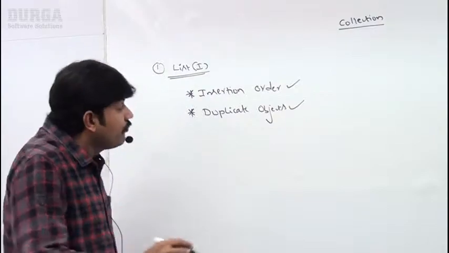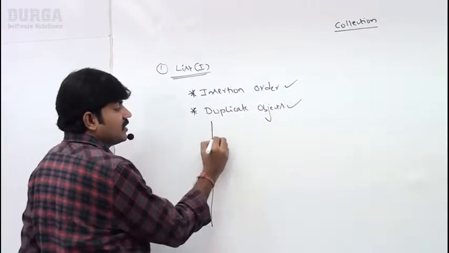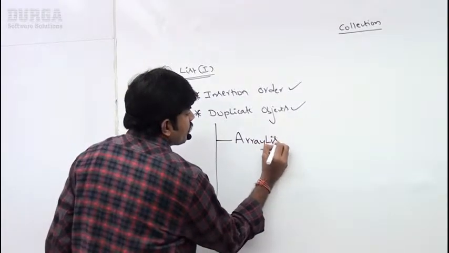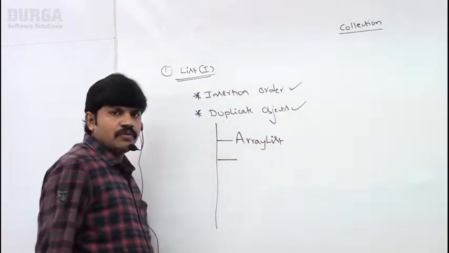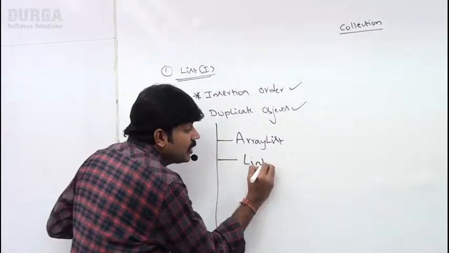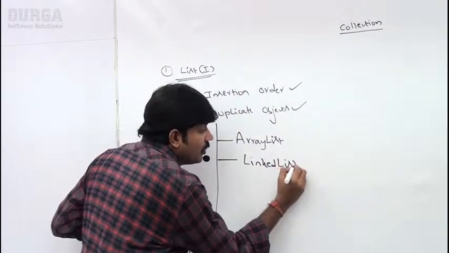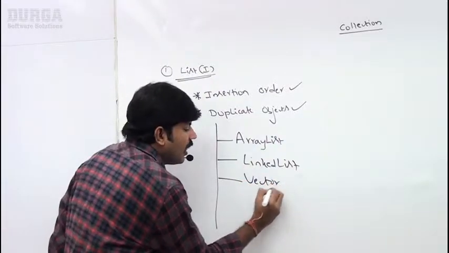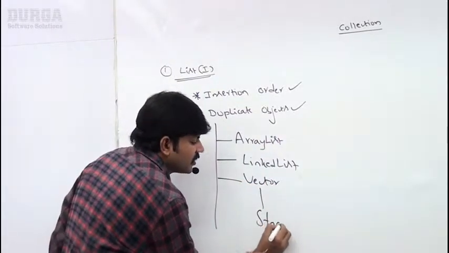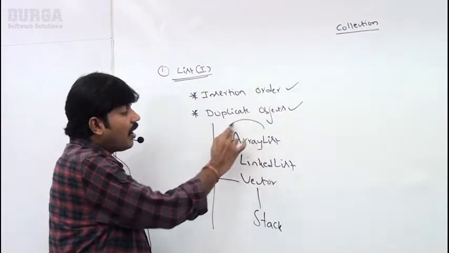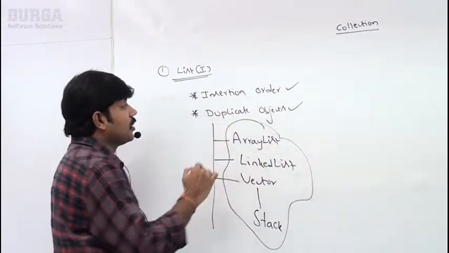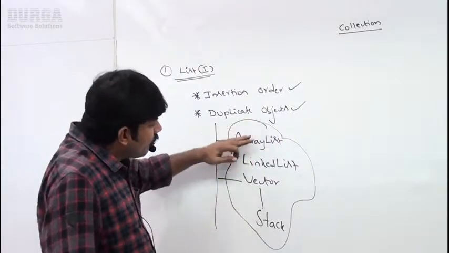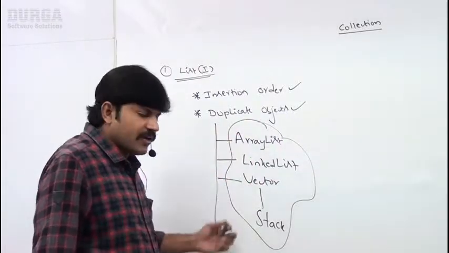What are the various implementation classes? You can go for ArrayList, we can go for LinkedList, and we can go for Vector, or for the Vector child class there is Stack. Do you know all these things are implementation classes of List? Based on our requirement, we can go for either ArrayList or LinkedList or Vector or Stack.